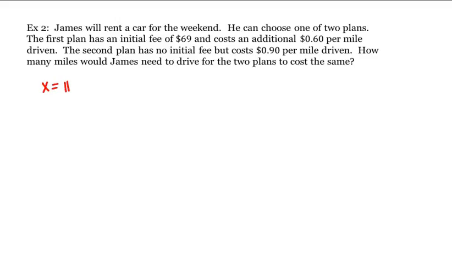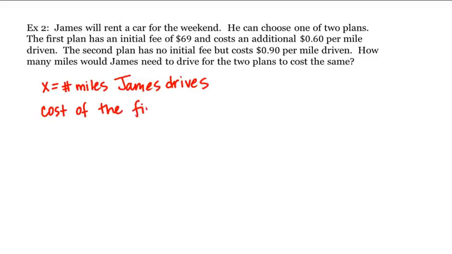Well, let's let X equal the number of miles that James drives. What then would be the cost of the first plan? Well, he has to pay an initial fee of $69 and then an additional 60 cents for every mile driven. That is, this is equal to 69 plus 0.60 times X, because X is the number of miles that he's going to drive, and for every one of those miles, they're going to charge him another 60 cents.